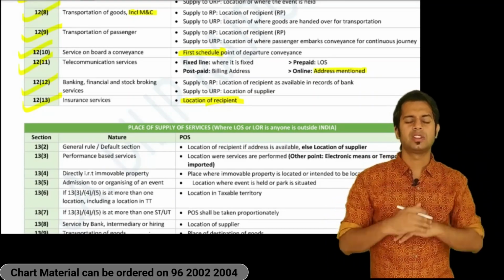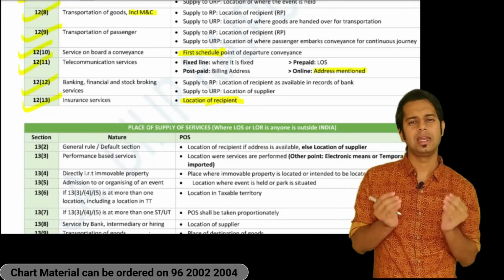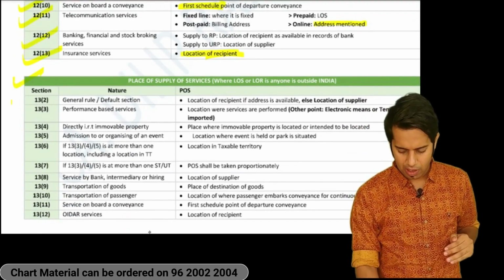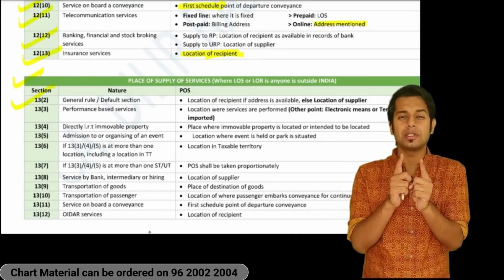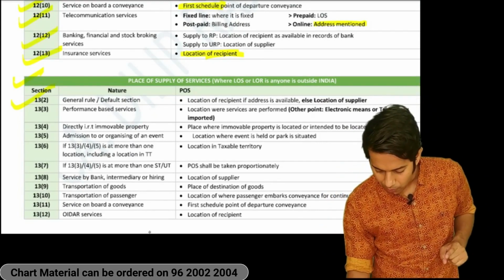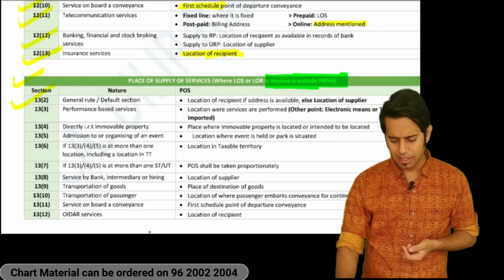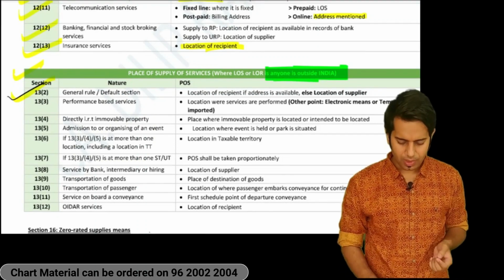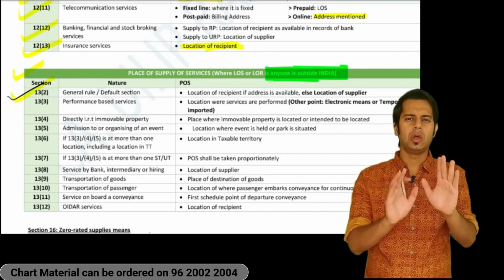So this is all about the place of supply of services where the supplier and recipient both are in India. Now, place of supply of services where either the supplier or the recipient, any one of them, is outside India. Not both, any one is outside India. Then I will determine the place of supply as per Section 13. Section 13, subsection 1 says the general or default rule is that the place of supply will be the location of the recipient.